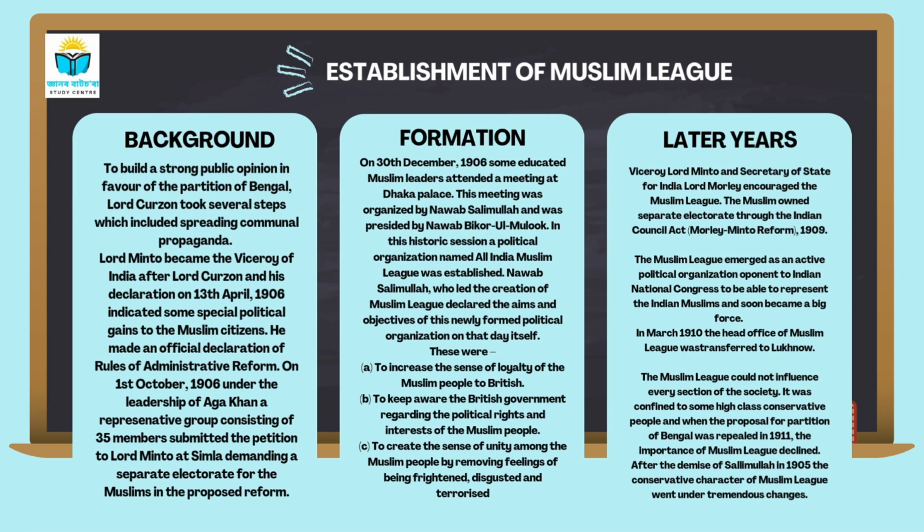In later years, Lord Minto and Secretary of State Lord Morley encouraged the League. Muslims were granted separate electorates under the Indian Councils Act, the Morley-Minto Reforms, 1909. The Muslim League gradually emerged as an active political organization, opposing the Indian National Congress, claiming to represent Muslim interests. In March 1910, its head office was transferred to Lucknow.